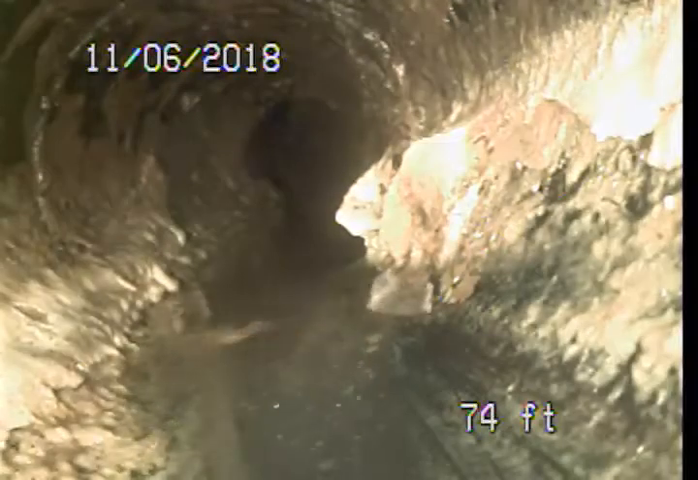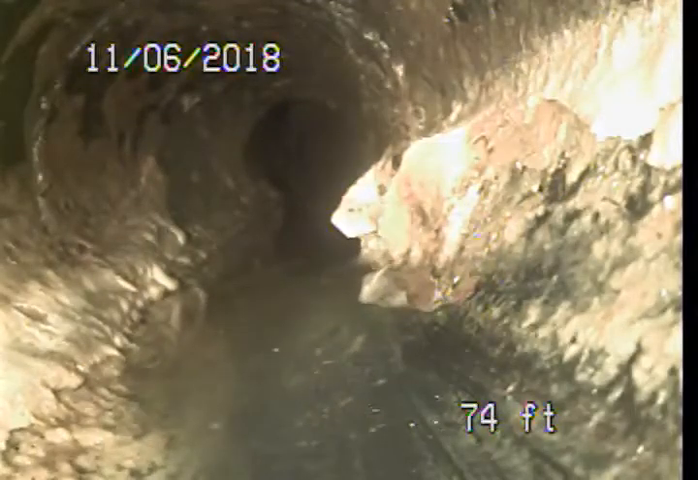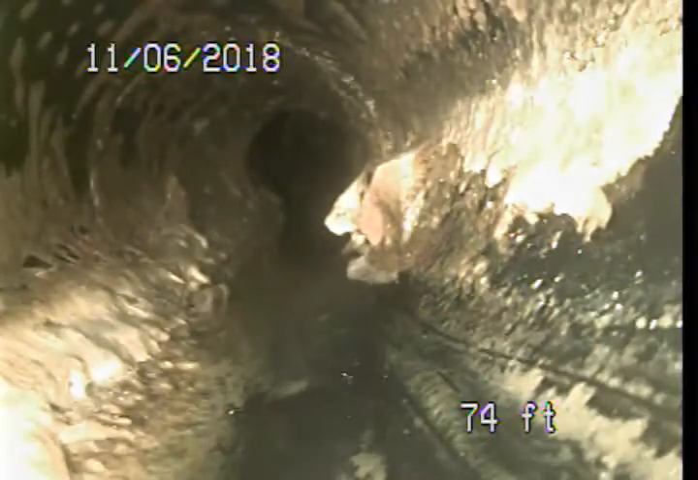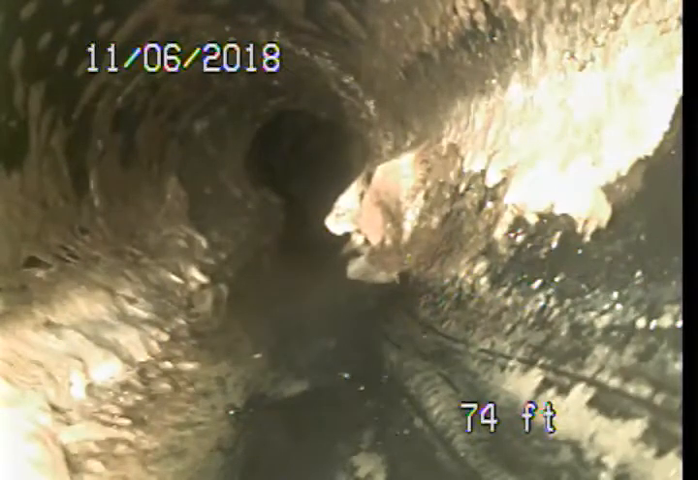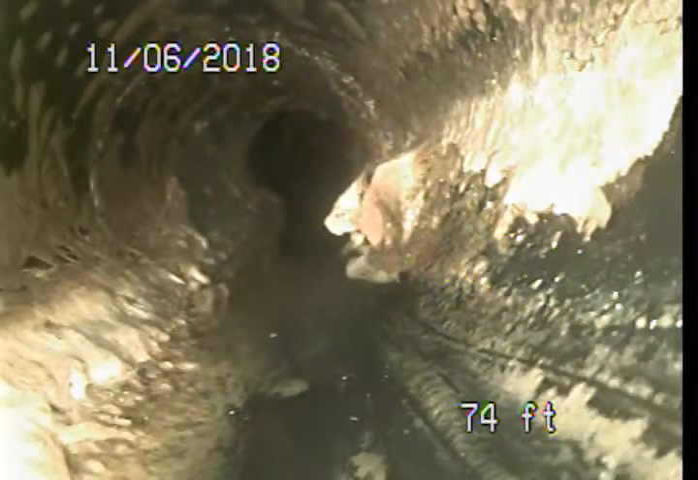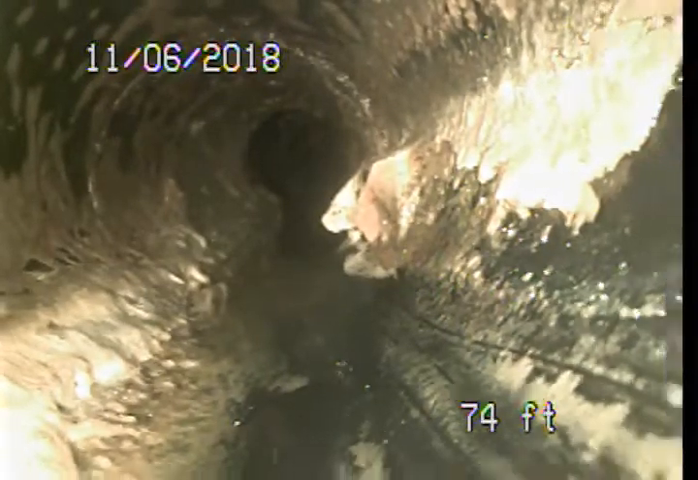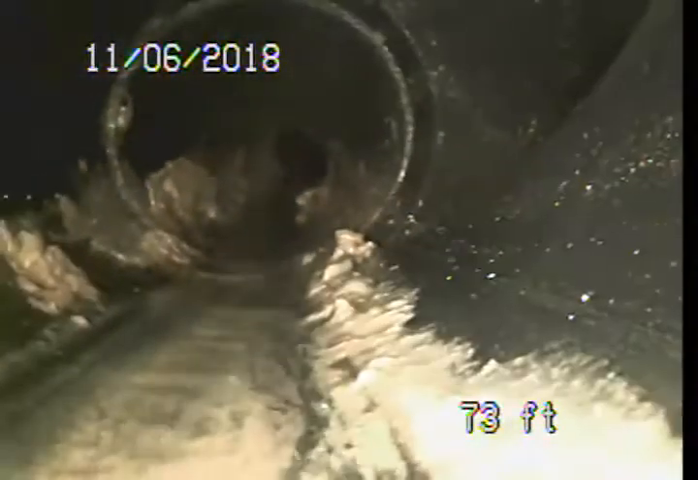And as we pull back, we've moved from a section of vitrified clay into an ABS plastic. The ABS plastic is similar to the clay, and that has a very long service life expectancy. However, it is more flexible, so it's not as brittle as the clay, so you don't have necessarily the problems with the cracking and the breaking. And also, it's intended to be impervious to root intrusions when installed properly.